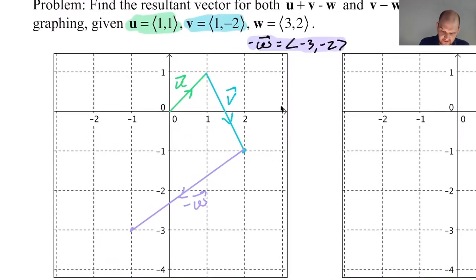This is V. And then negative W is 3 to the left and 2 down. 3 to the left and 2 down is just going to take me to here. So this is negative W. Okay, and then my final vector, which I'm going to use black for, is U plus V minus W.